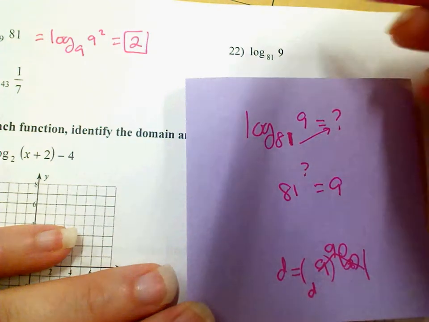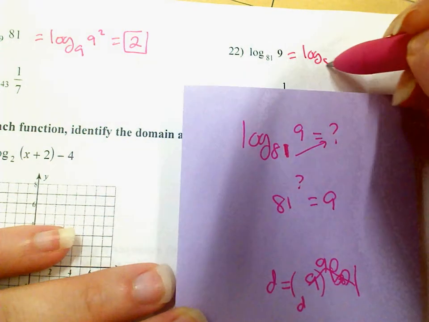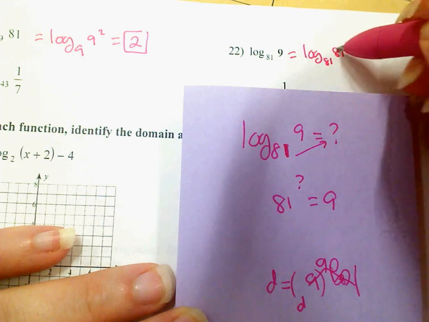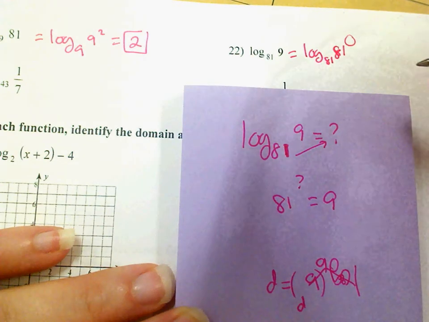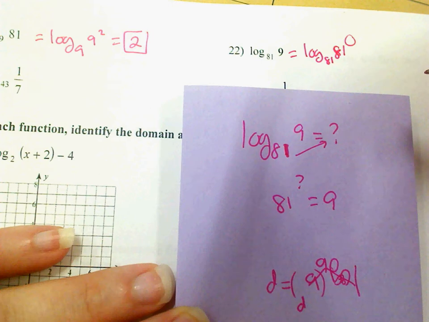Because I want to be able to rewrite this as log base 81 of 81 to something. And I want to know what that something is. It would be advantageous for you all to pay attention.